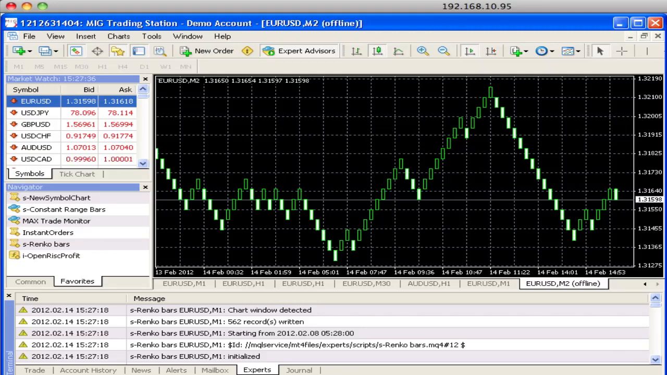Hello, I would like to present my Renko bar script, which has two non-standard modes of operation, which are useful for backtesting and for observing the price action.